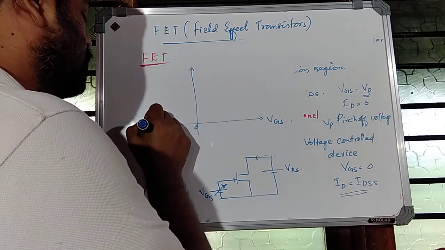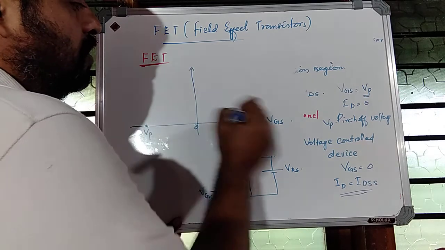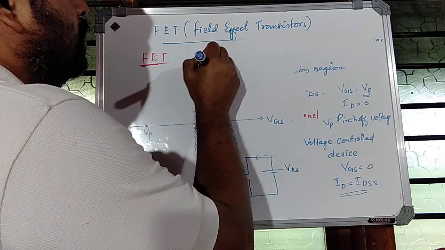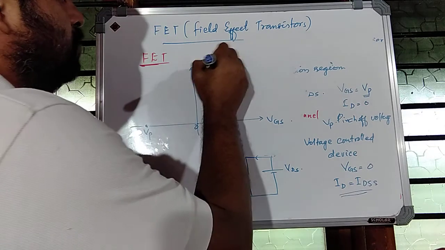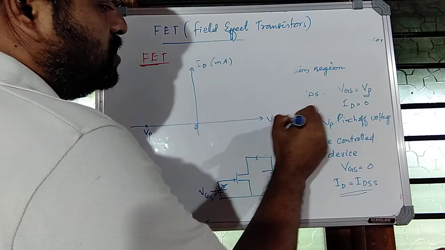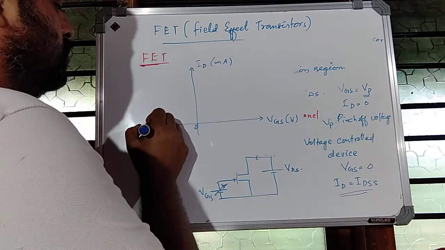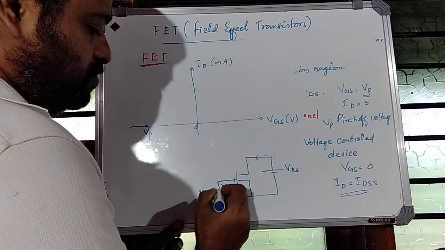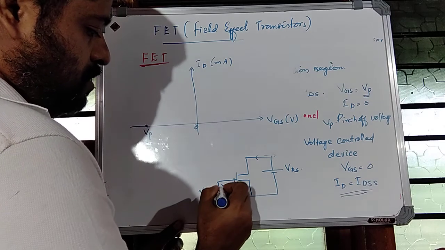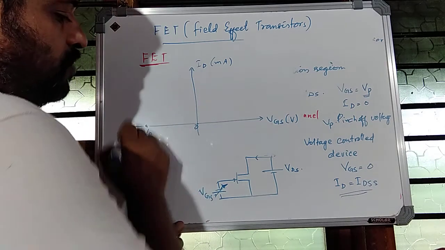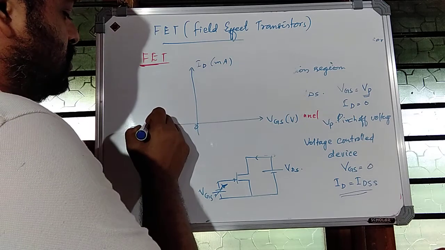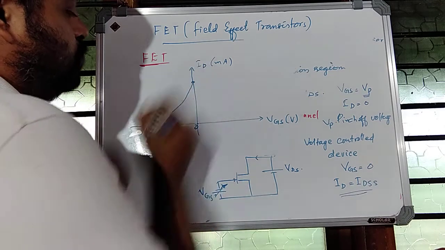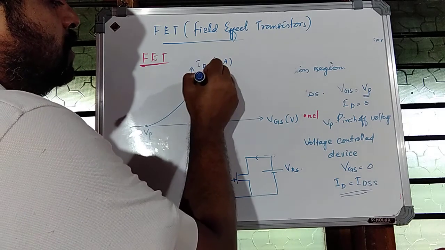The current increases when VGS is above VP, and this current is ID in milliampere and VGS in volt. If we increase VGS, this is in reverse bias condition. VGS is negative, so as we increase the voltage VGS from the negative value, ID will increase, and at this point ID becomes equal to IDSS.